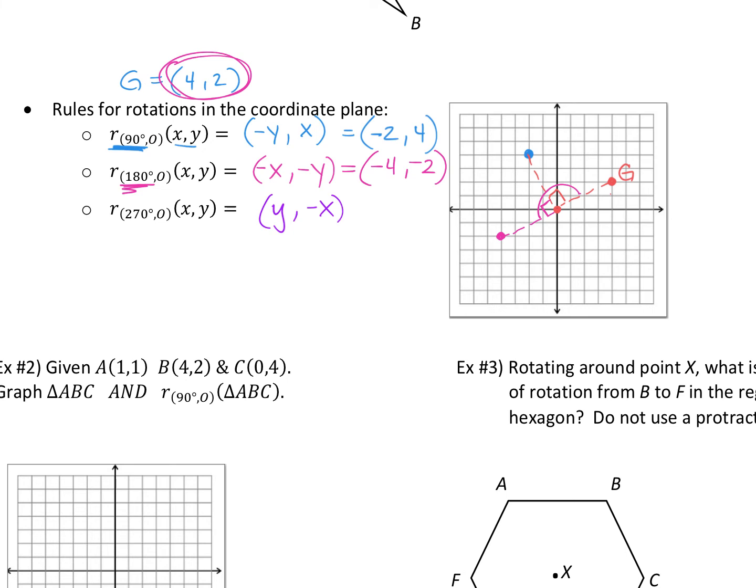All right, last one. If I go 270 degrees, I take my original point, 4, 2. Now it's going to be my Y value, which is what? 2, followed by the opposite of my X value, -4. So 2, -4 is right here. And again, another 90-degree angle set up. So from G, I went 90, 180, 270, and that's where I ended up.